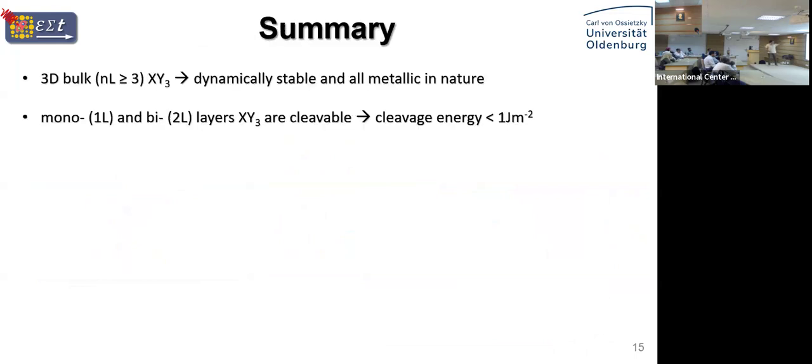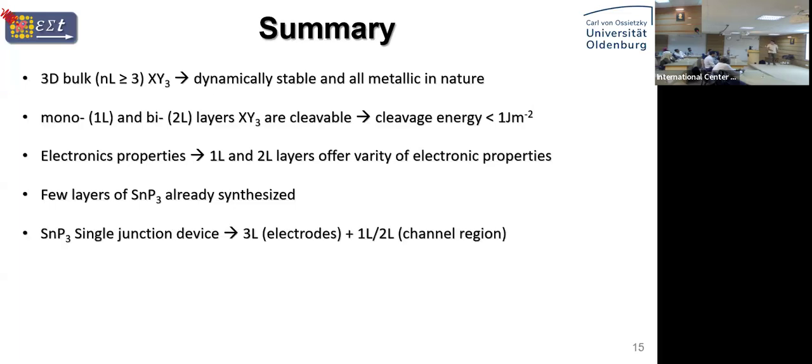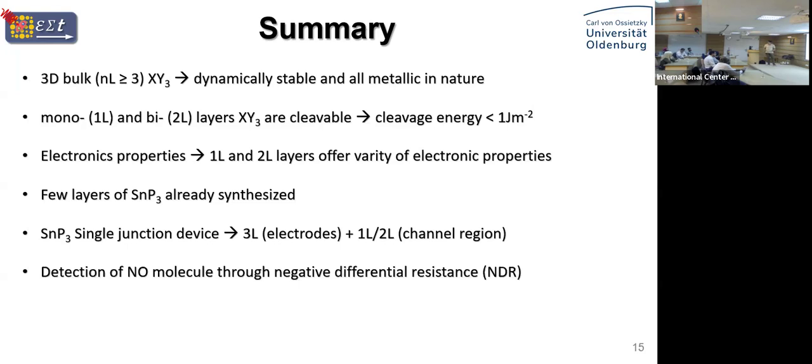With this, I would like to summarize what we did. I represented here the bulk class of material, which has the potential to be cleaved, and the cleaved monolayers have a variety of electronic properties, which shows potential to be used for electronic devices, which we also studied, where we have tri-layer electrodes and a single layer as a channel region. This device shows a negative differential resistance, and this is ideal for sensing NO-based gases.